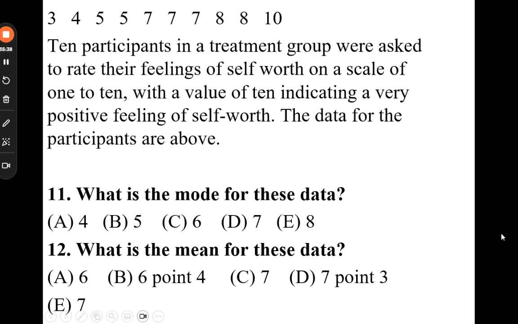What is the mode? Mode is the most common one. The mode is 7. What is the mean? Add it all up and divide by 10. You add it all up, you get 64 divided by 10, and you get 6.4. Remember, when you divide a number by 10, just move the decimal back one place.